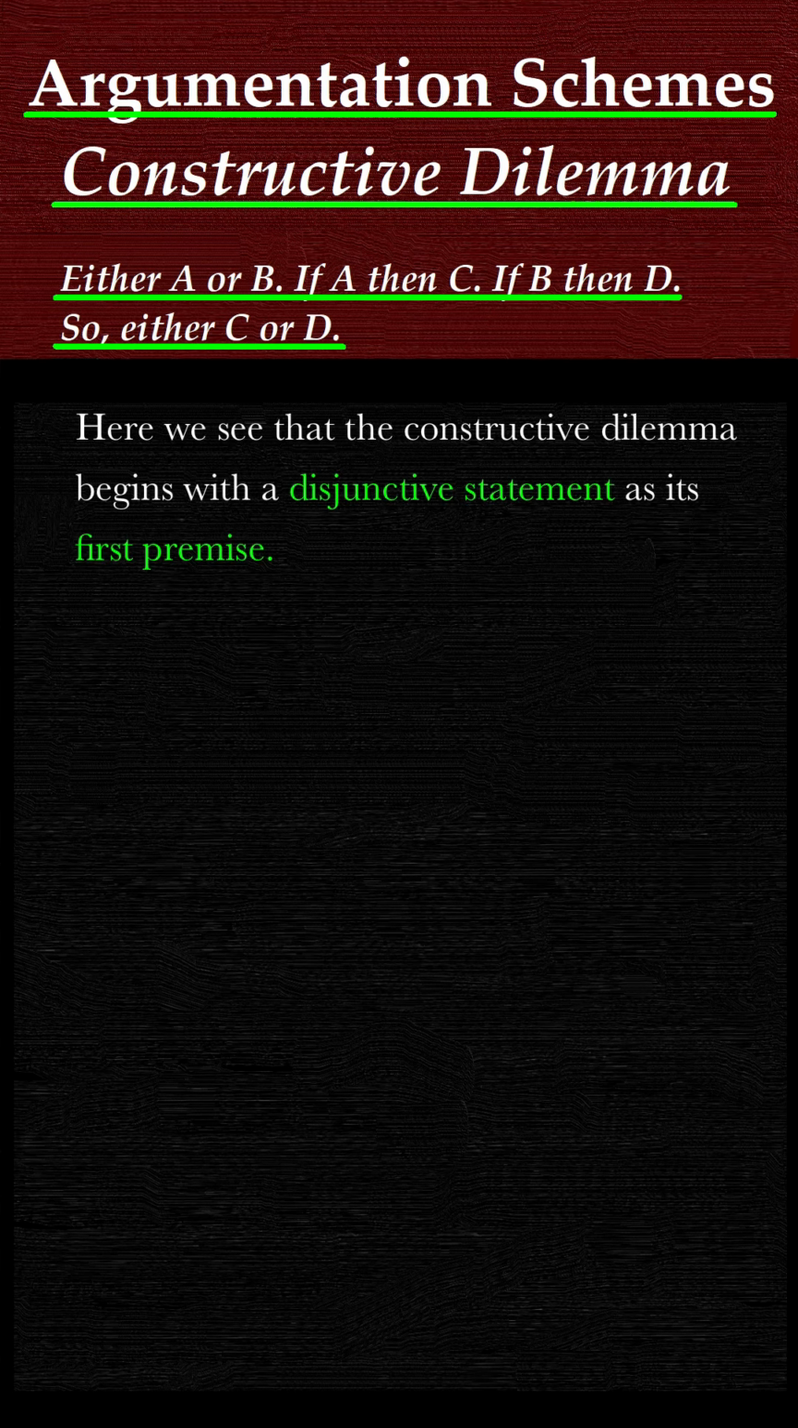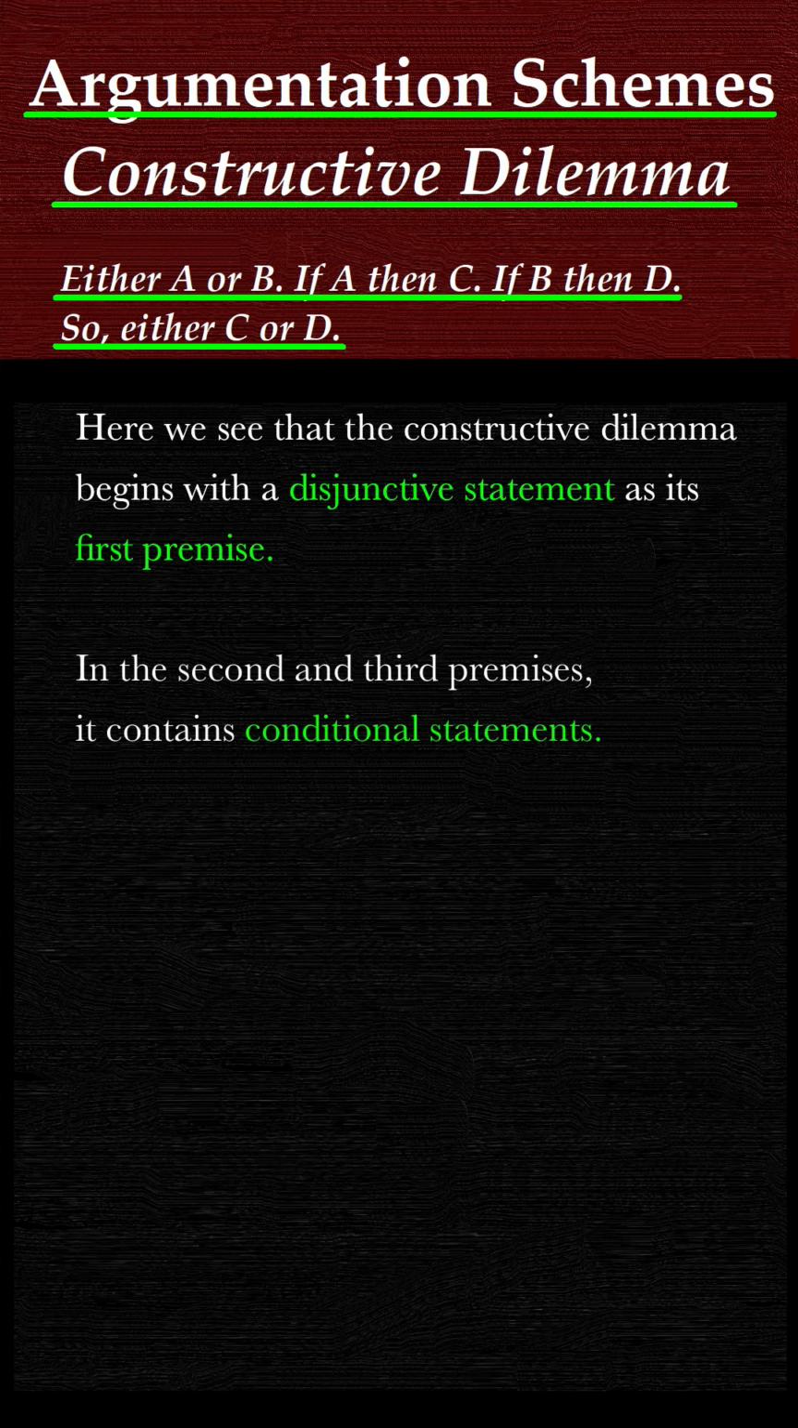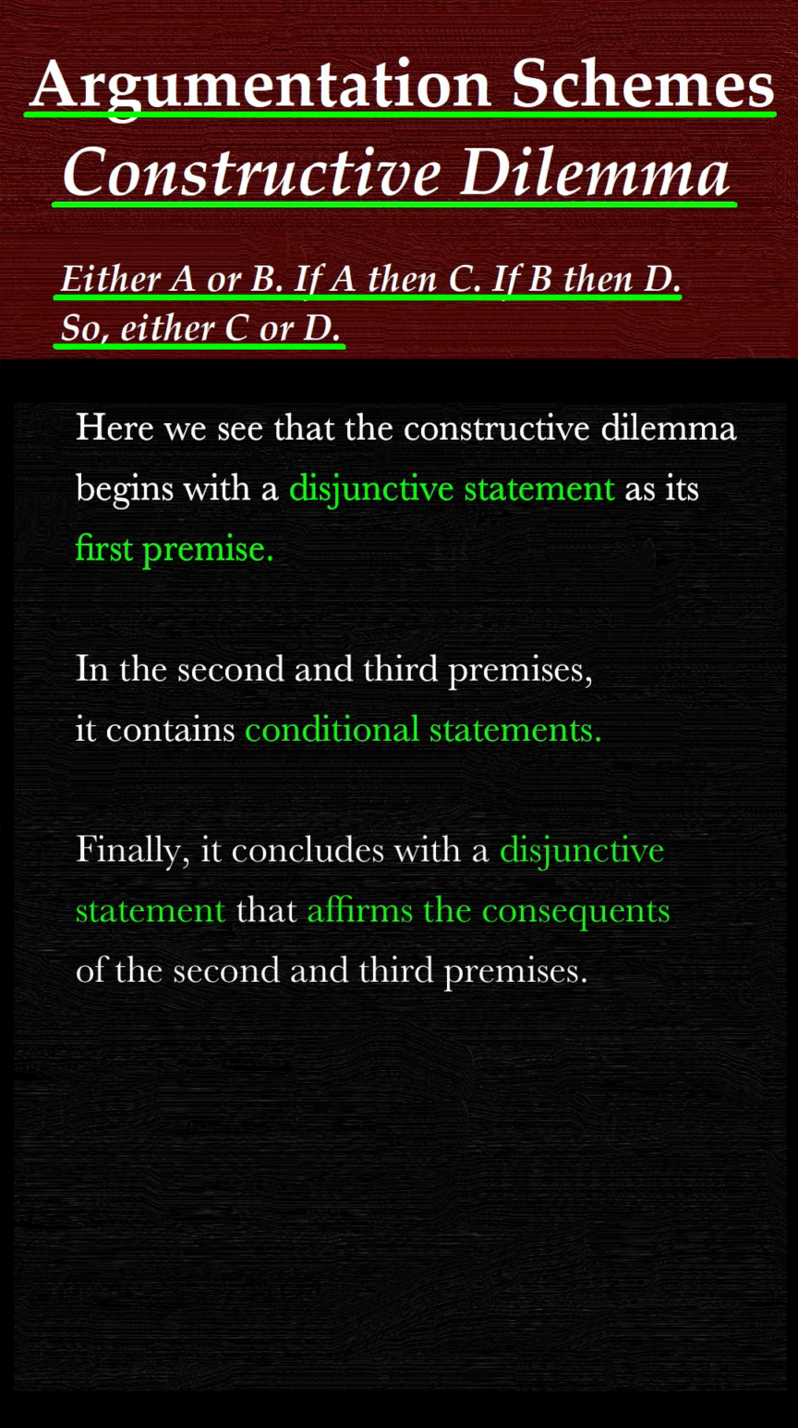Here we see that the constructive dilemma begins with a disjunctive statement as its first premise. In the second and third premises, it contains conditional statements. Finally, it concludes with a disjunctive statement that affirms the consequent of the second and third premises.